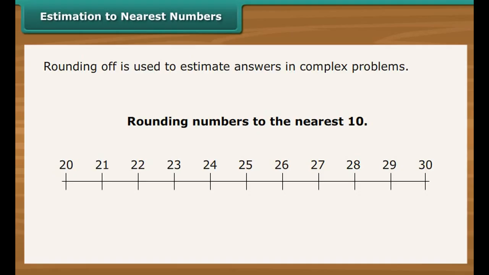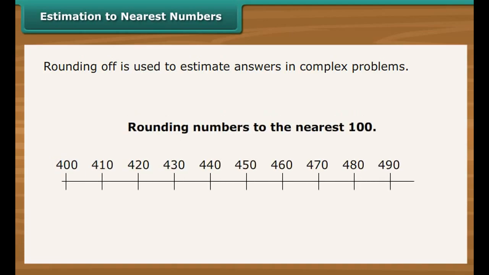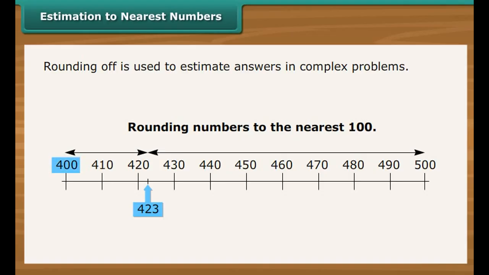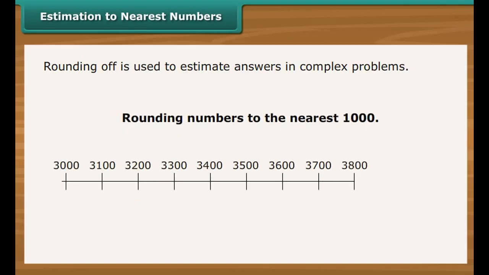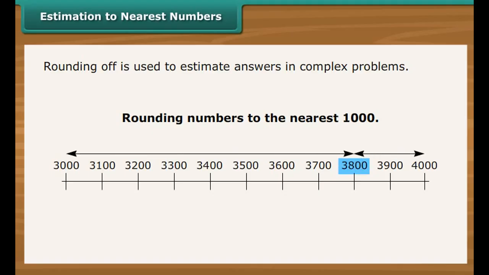For example, 23 rounded to the nearest 10 is 20. Rounding numbers to the nearest 100 means finding which 100 they are nearest to. For example, 423 rounded to the nearest 100 is 400. Rounding numbers to the nearest 1000 means finding which 1000 they are nearest to. For example, 3800 rounded to the nearest 1000 is 4000.